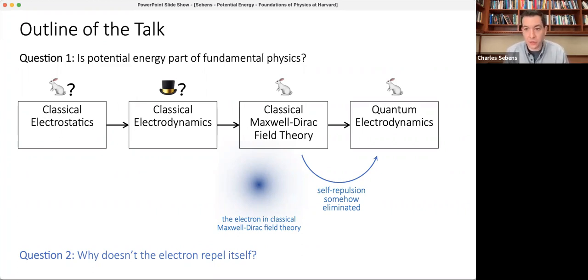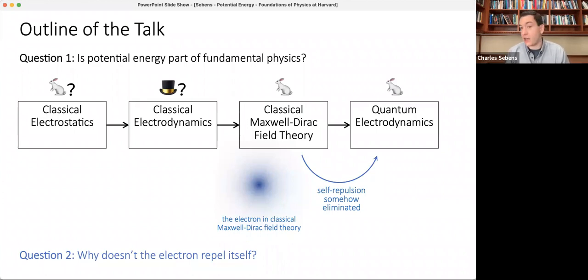So today we're going to look at 4 different theories: classical electrostatics, classical electrodynamics, classical Maxwell-Dirac field theory, which is classical electrodynamics with a particular model of matter, modeling matter with the classical Dirac field, and then moving from there to quantum electrodynamics. So in classical electrostatics, I show the rabbit here, rabbit representing potential energy.